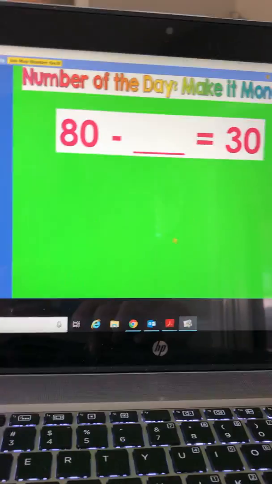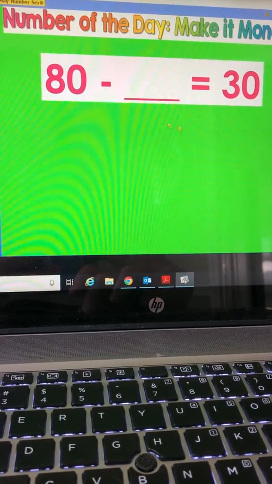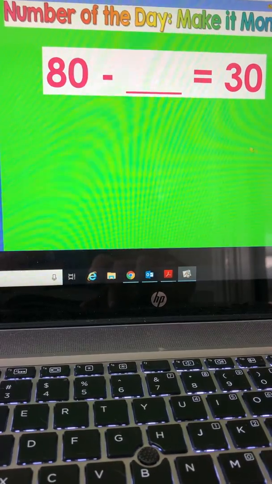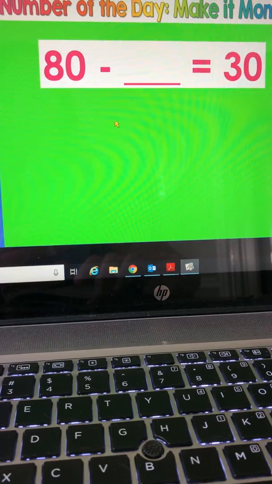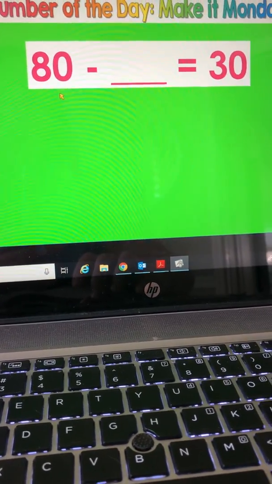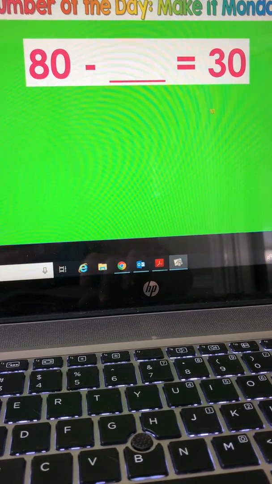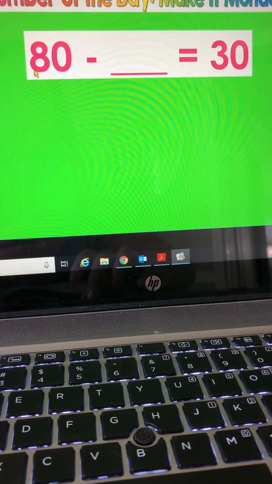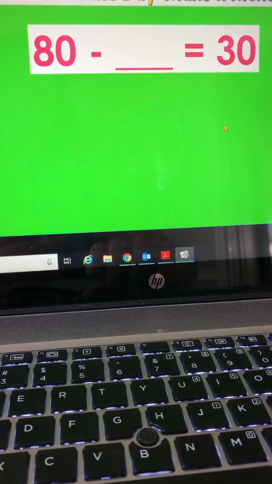Okay, next one. This is a tough one. 80 take away what equals 30? Now, since these are tens, it shouldn't be too tricky. Normally when we're doing these, we're doing single digit numbers, but we're going to make it a little more challenging from now on. So can you think about 80, take away what number is 30? You could make it a little simpler by thinking, you could make this an 8, take away what equals 3?